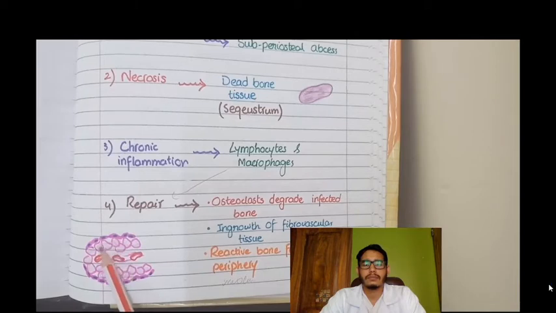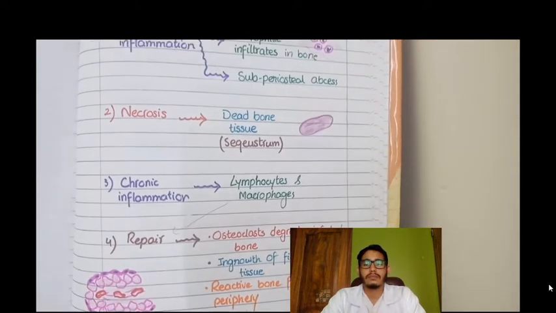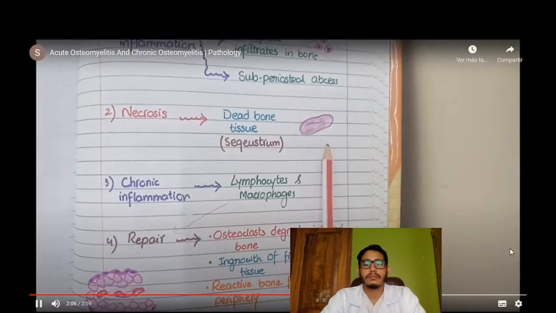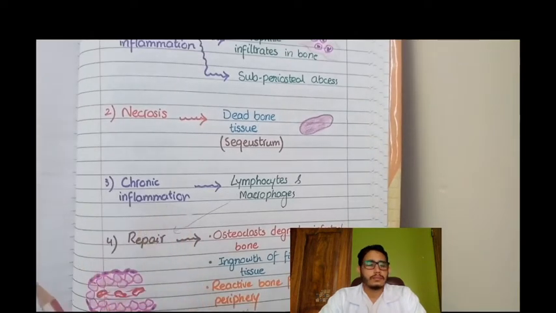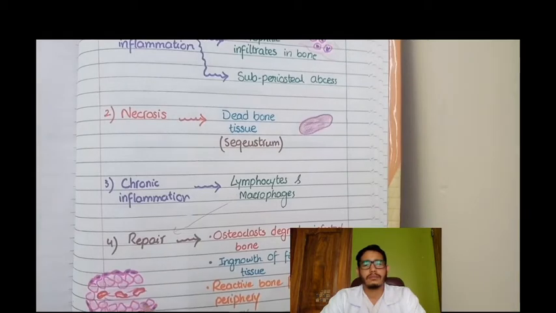reactive bone formation. So overall, in acute osteomyelitis, firstly you see acute inflammation, then you see sequestrum, which is a piece of necrotic bone, then you see chronic inflammatory cells that are lymphocytes and macrophages, and at last in the repair process you see central fibrovascular core surrounded by reactive bony formation.